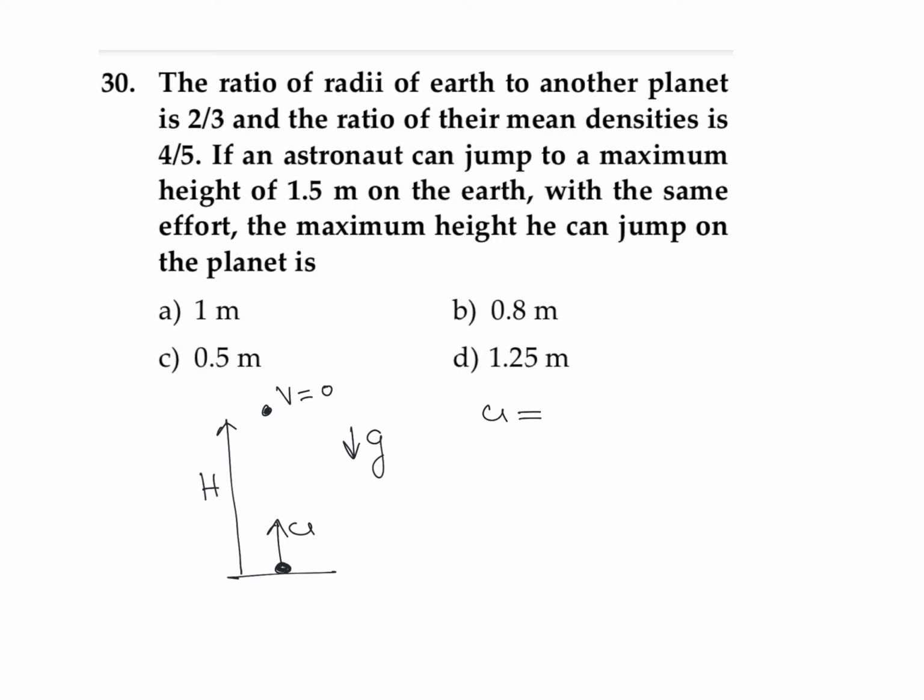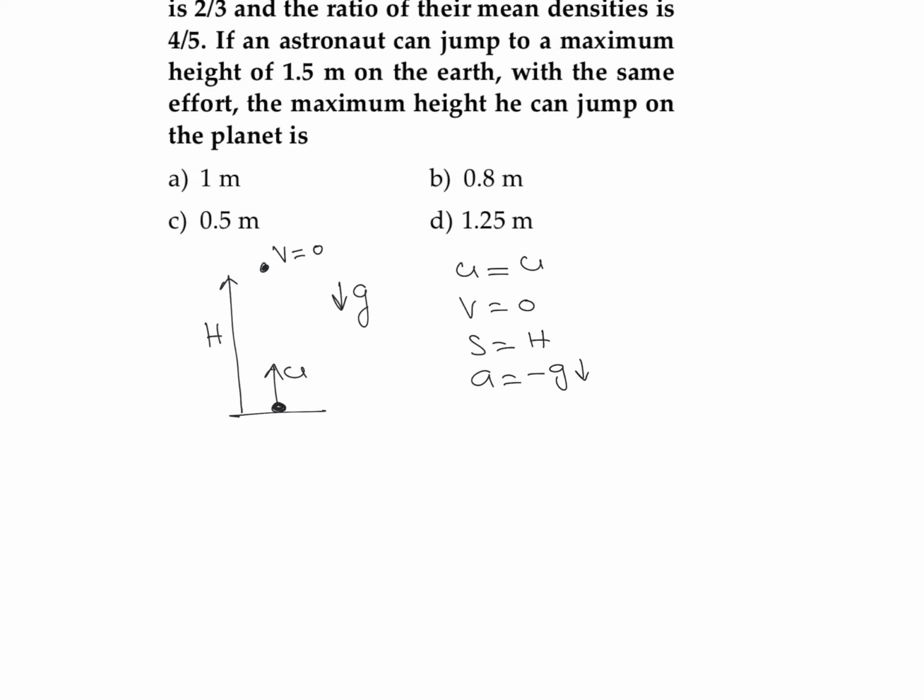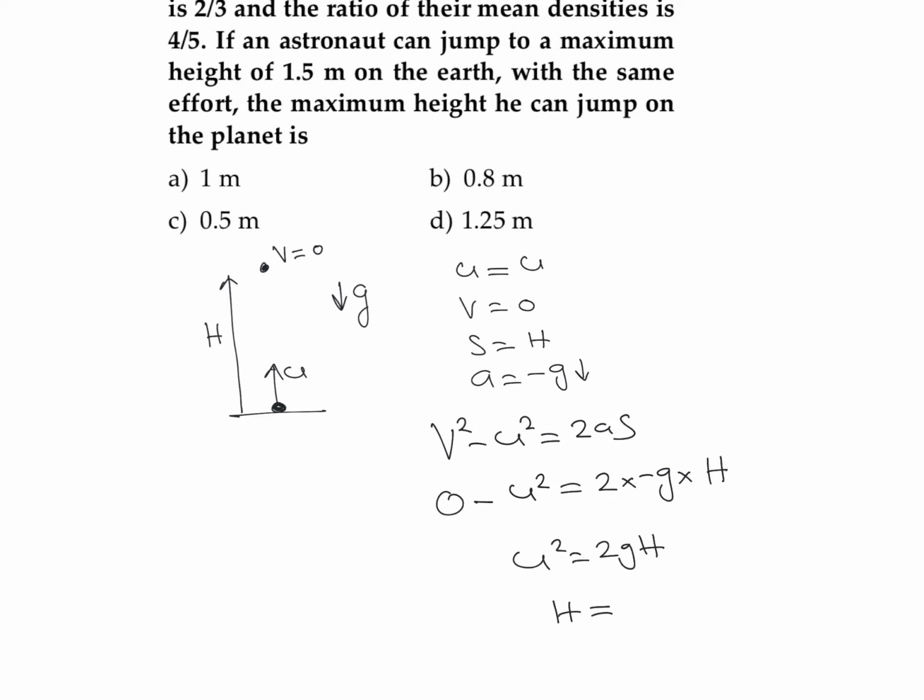So we know these informations like initial velocity u, final velocity 0, and displacement is h, and acceleration due to gravity is g, which is acting in downward direction. So we'll take it as nothing but a is minus g. Now we can use that kinematics equation, v square minus u square is equal to 2as. So this is going to be 0 minus u square is equal to 2 into acceleration is minus g and displacement is h. So we can write u square is equal to 2gh, or we can write the value of maximum height attained is u square divided by 2g.